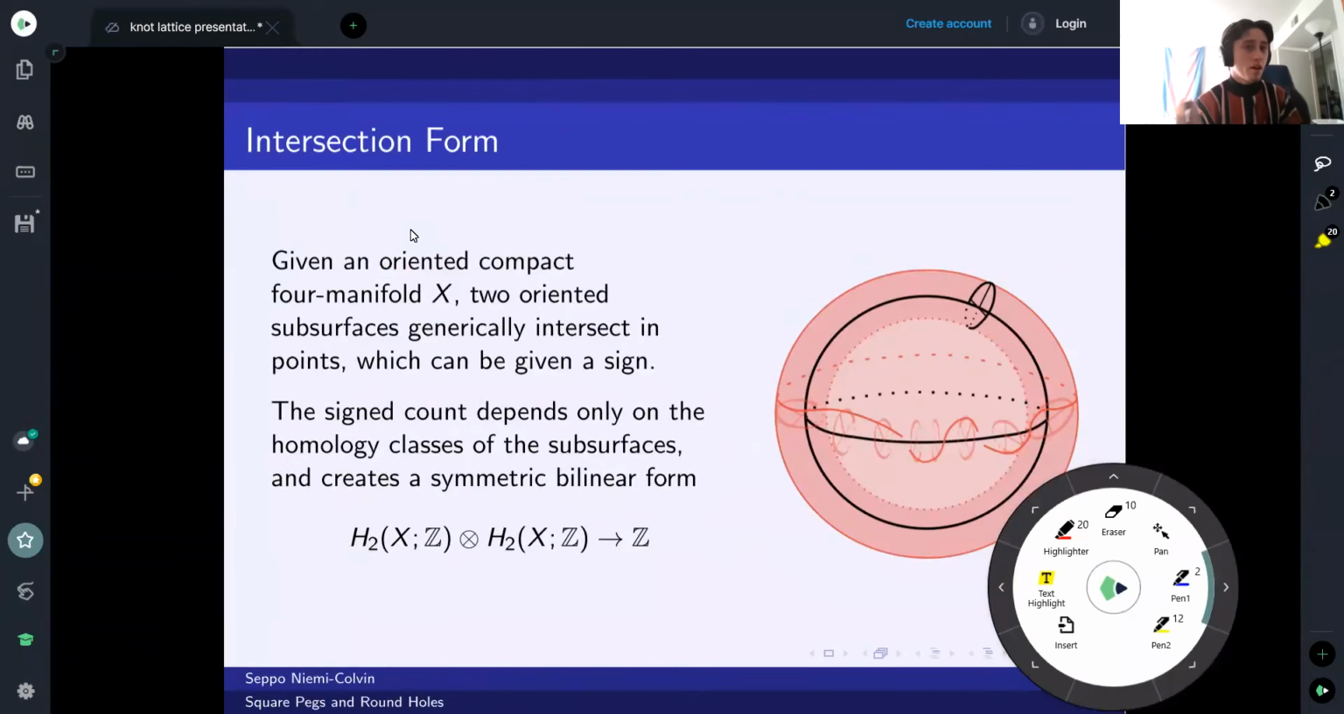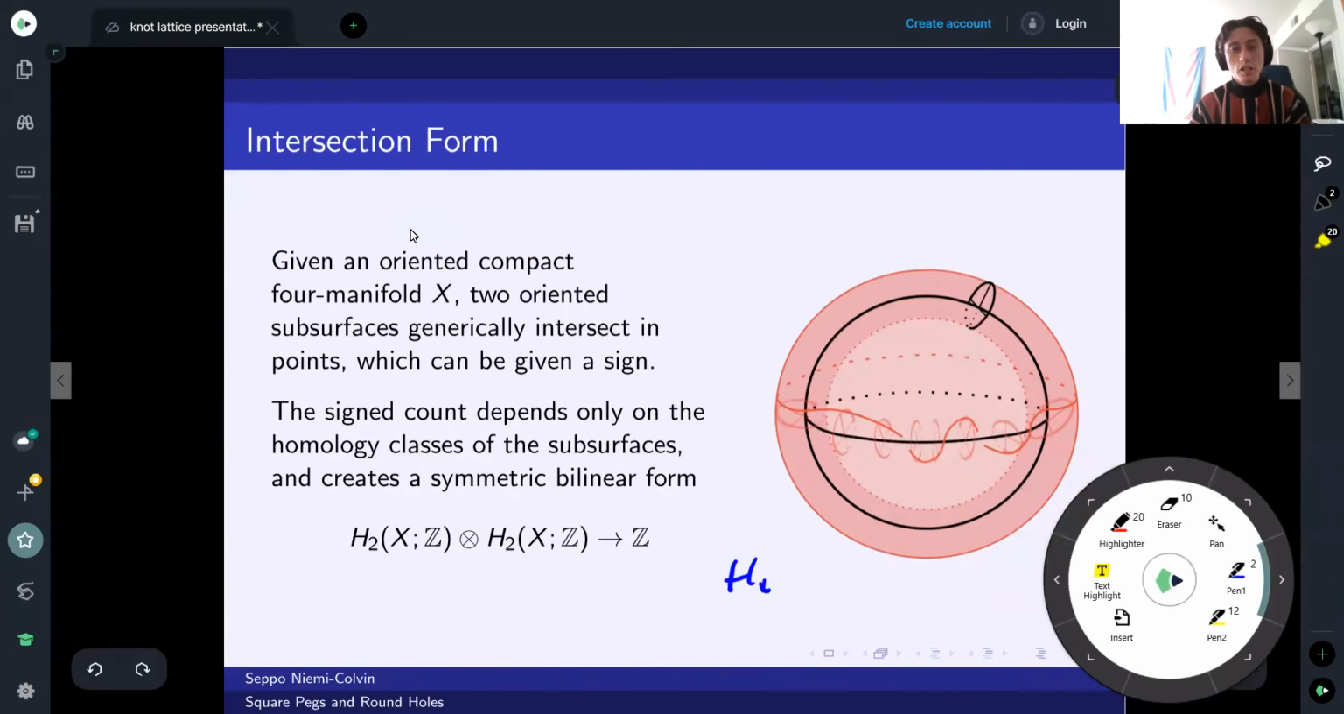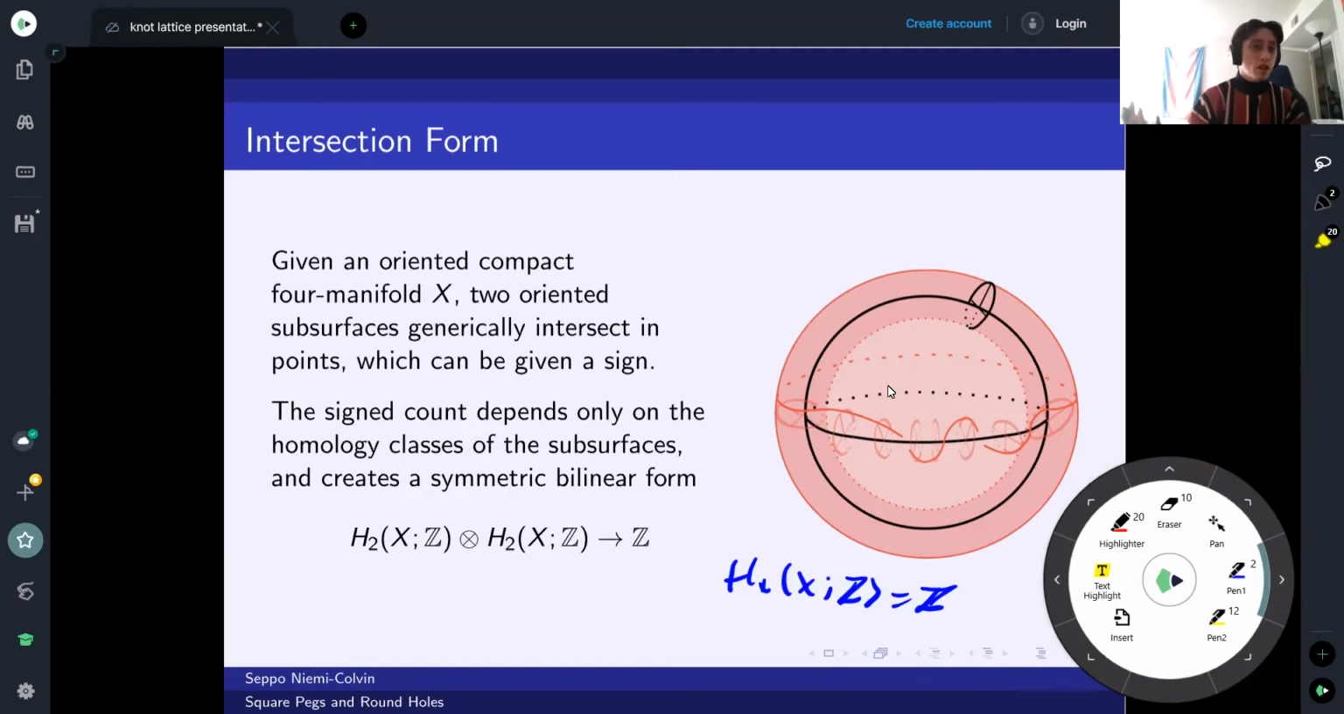As an example, we had a 4-manifold earlier, the thickened sphere. And in this case, our second homology is a copy of Z generated by the sphere. We can say, like, take 5 copies of that sphere, or take 1 copy. And we might want to know then, what is the intersection form of this?